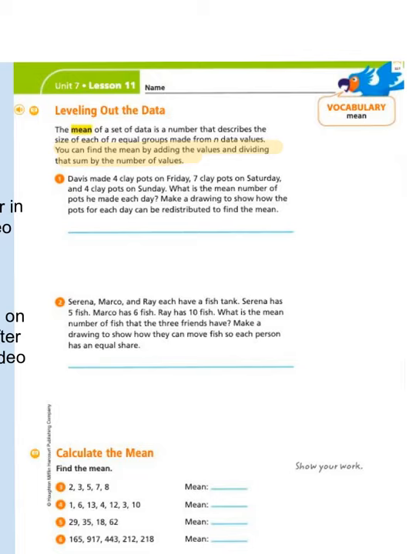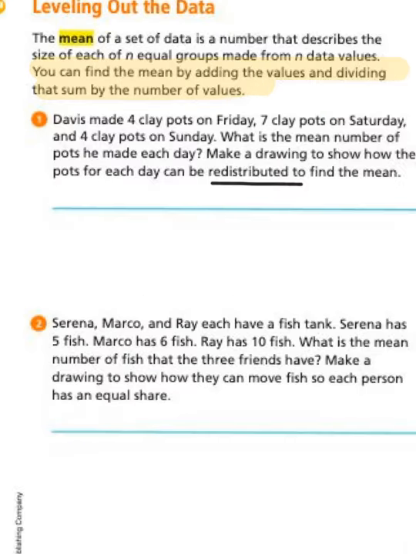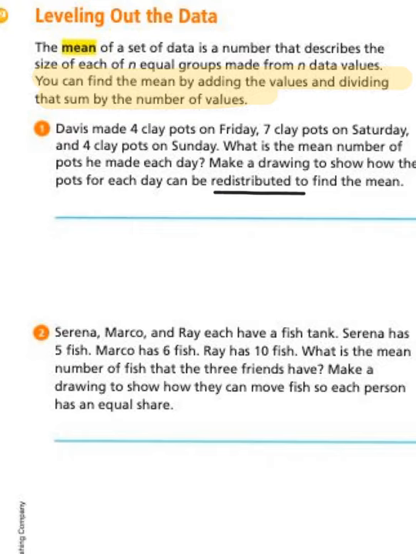The first part asks us, Davis made 4 clay pots on Friday, 7 clay pots on Saturday, and 4 clay pots on Sunday. What is the mean number of pots he made each day? Make a drawing to show how the pots for each day can be redistributed, that means placed in a new spot, to find the mean. The first thing that I'm going to do is a little tally chart. So Friday is here. Let me get a pen.